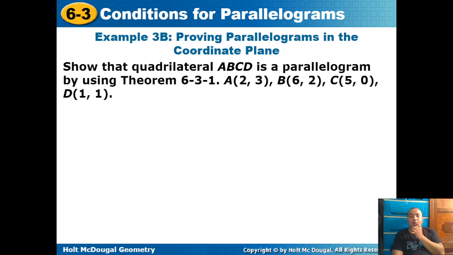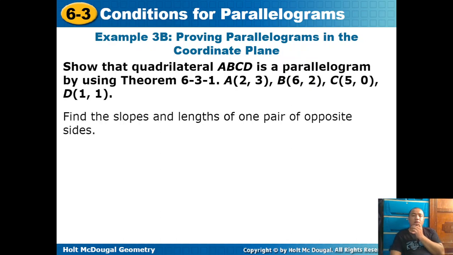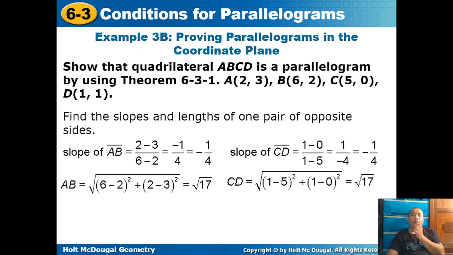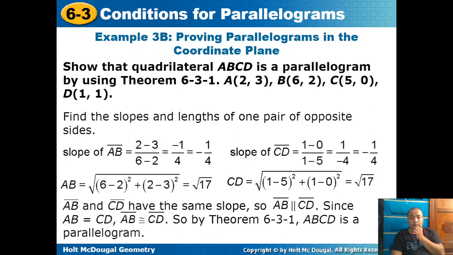Show that quadrilateral ABCD is a parallelogram by using theorem 6-3-1. A(2, 3), B(6, 2), C(5, 0), D(1, 1). Find the slopes and lengths of one pair of opposite sides. Slope of AB, negative 1/4. Slope of CD, negative 1/4. They are parallel. The length of AB by the distance formula is square root of 17. The length of CD by the distance formula is also square root of 17. So AB is parallel to CD, and since AB is equal to CD, segment AB is congruent to segment CD. So by theorem 6-3-1, ABCD is a parallelogram.